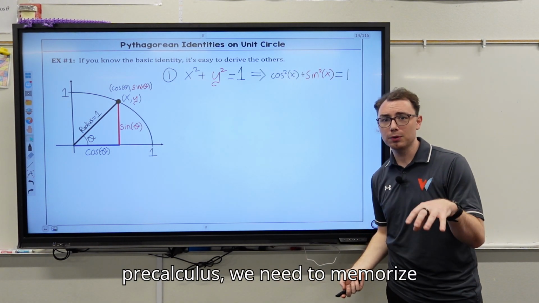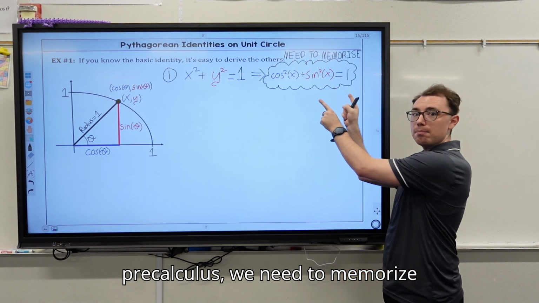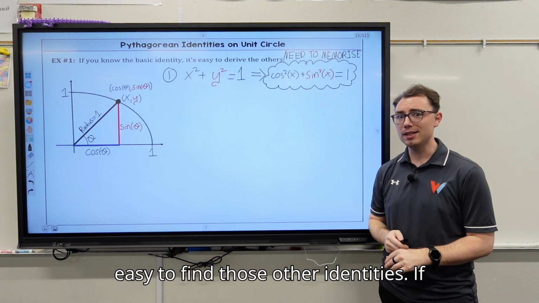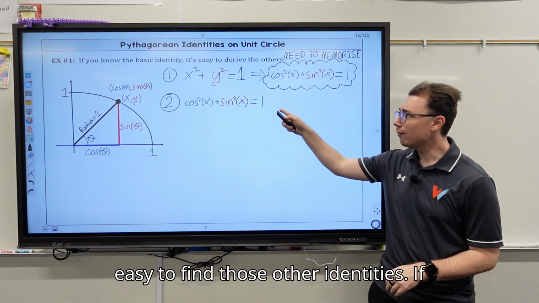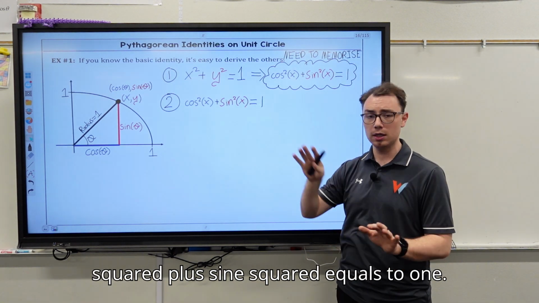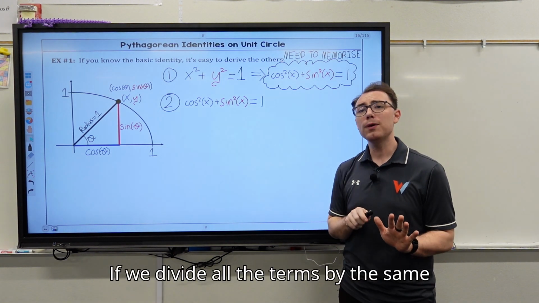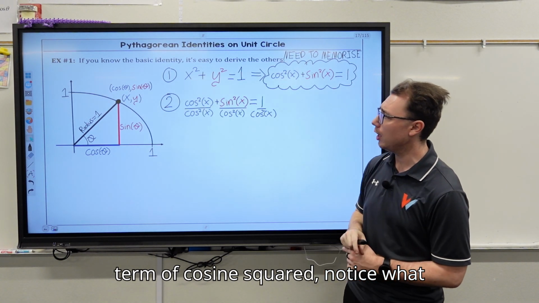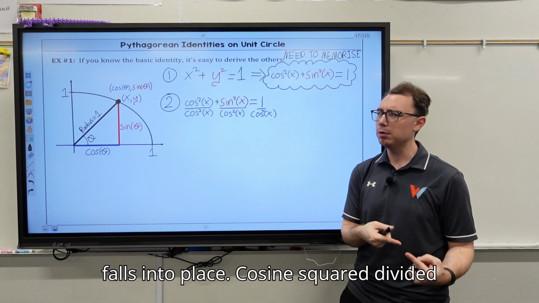For us in pre-calculus, we need to memorize this. If we memorize this, it's really easy to find those other identities. If we take this memorized identity, cosine squared plus sine squared equals 1, and divide all the terms by the same term of cosine squared, notice what falls into place.